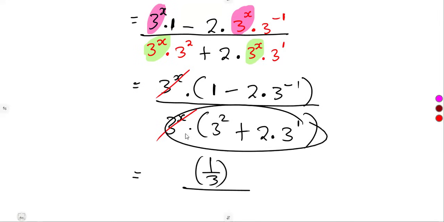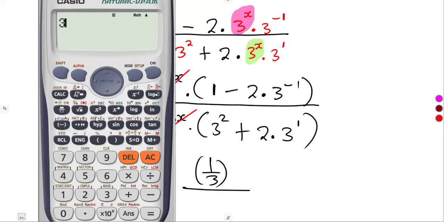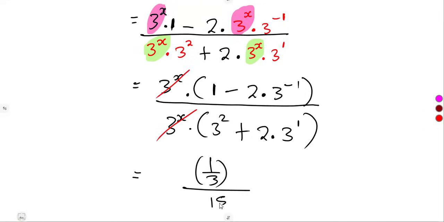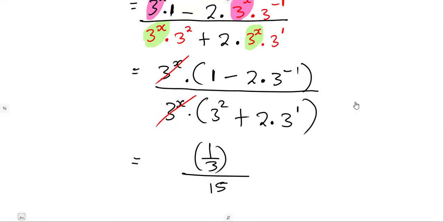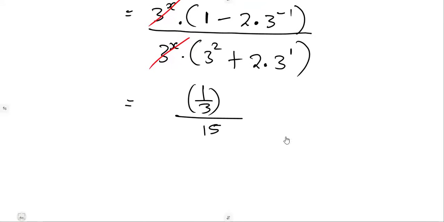Divided to the denominator. What are we going to have? Let us use our calculator also. 3 squared plus 2 times 3 to the exponent of 1, which is just same as 3. So that was going to give us 15 like this. So we have got something like this, 1 over 3 divided to 15.